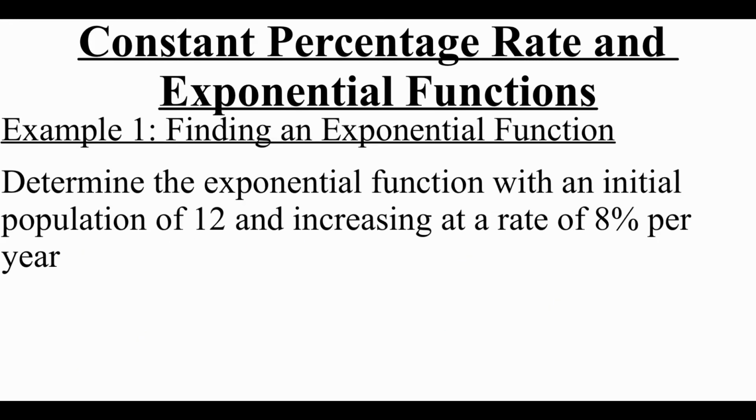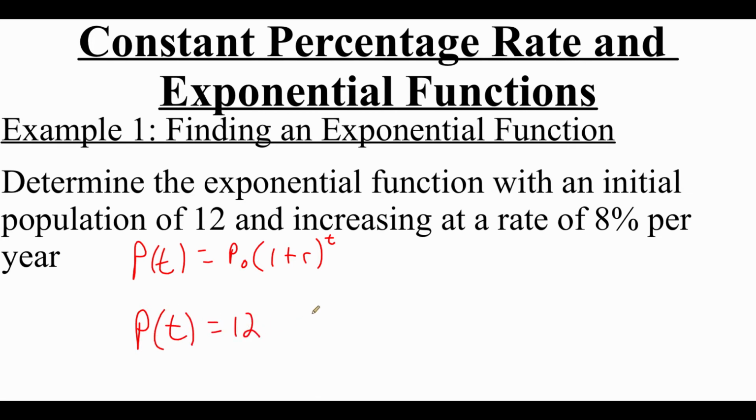So in this first example, we're going to look at finding an exponential function. Here's what we're told. We're going to determine the exponential function where we've got an initial population of 12, but that's increasing at a rate of 8% per year. So if we think about our population model, it's P of t equals P sub 0 times 1 plus r to the t power. P sub 0 is our initial population. So as we start writing out this function, that 12 is going to be my initial population.